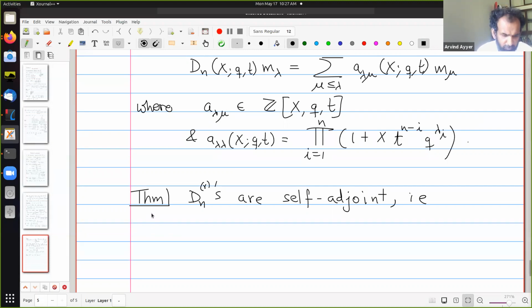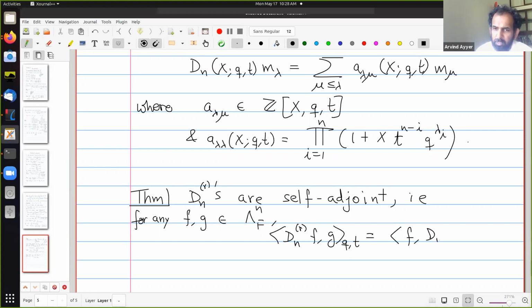i.e. for any f and g in lambda, the inner product of D_n^r f with g, in the q,t inner product, is f with D_n^r g. Okay, so they have this expansion.